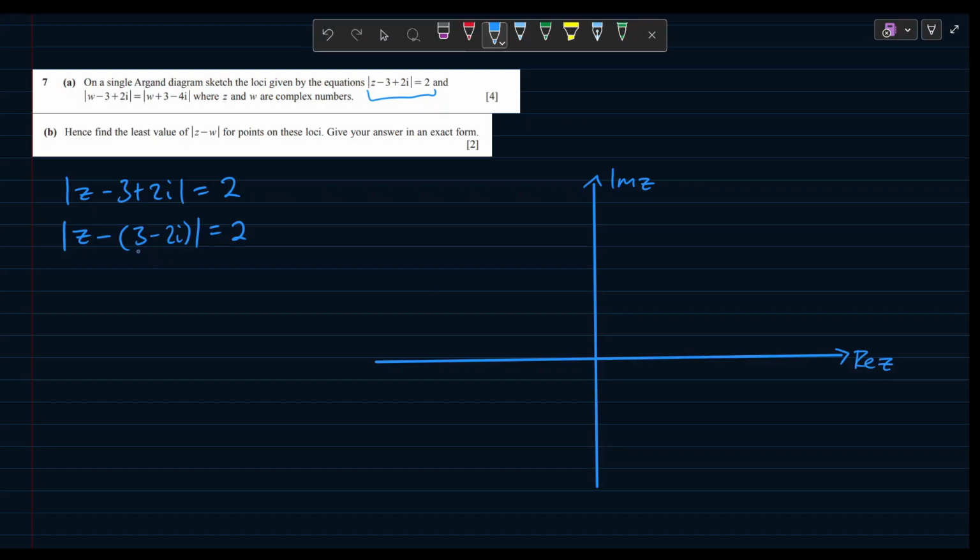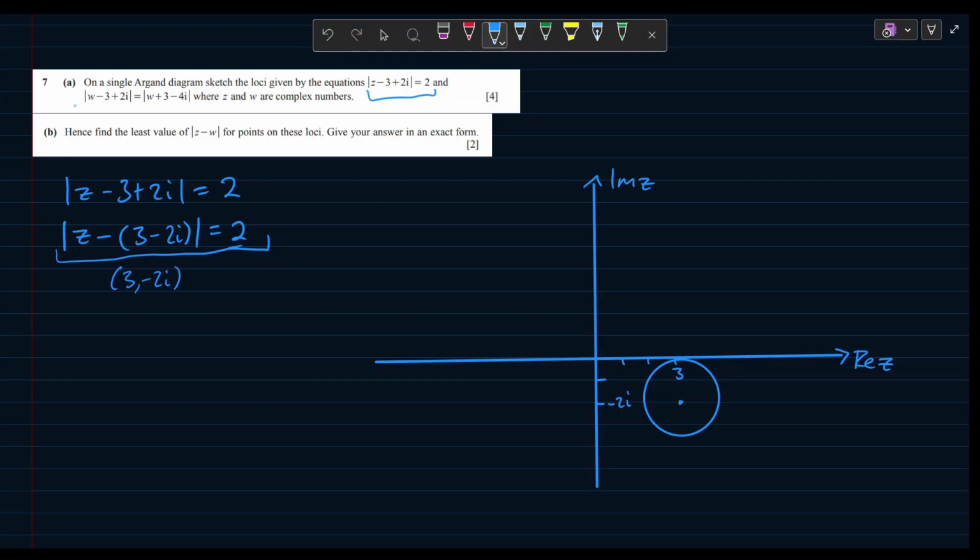And so what we have here is a circle with center 3, negative 2i, and a radius of 2 units. So 3 units in the real axis, 1, 2, 3, and then negative 2i in the imaginary axis, negative 1, negative 2. And so the center of our circle is going to be here, and our radius is 2 units. So our circle is going to look like this. So this satisfies this equation.